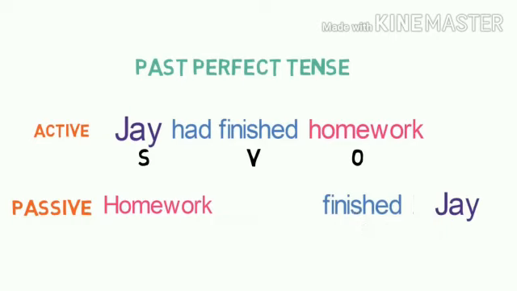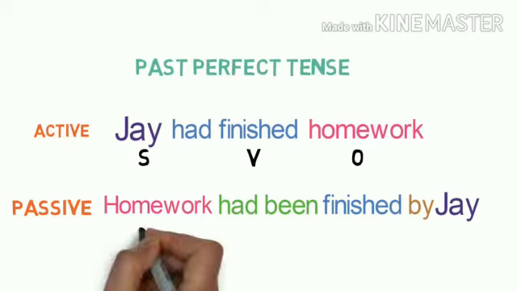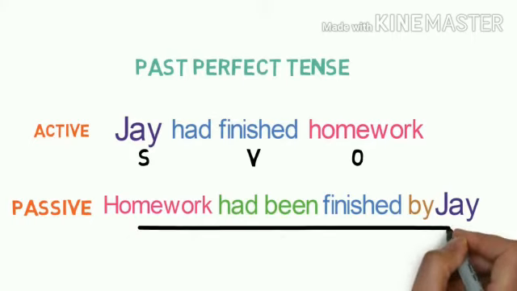Next, we have to change the helping verb. Finished will be changed to V3 form of verb, as it is a past perfect tense, so we have to use had been. Lastly, we need to add by here. The preposition by will be used as per the fifth step. Make the sentence complete. The whole sentence is like this: Homework had been finished by Jay. So the complete sentence is Homework had been finished by Jay.